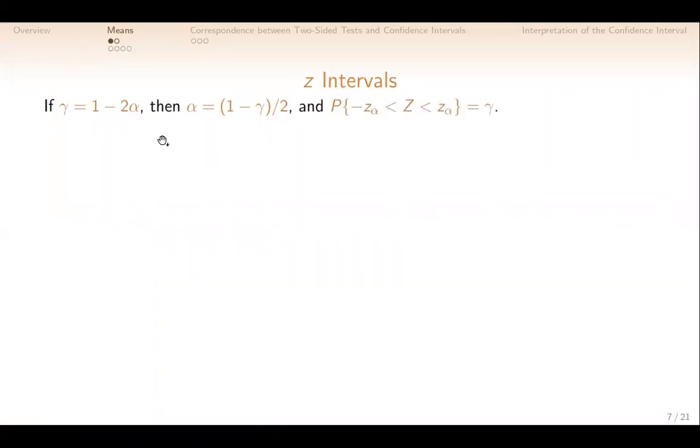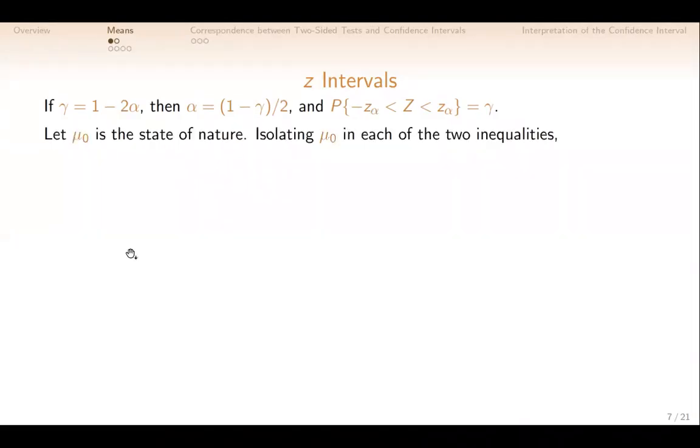And so you do that so that the probability that you're between minus z alpha and plus z alpha is gamma. And so if I can plug in for z the quantity that I care about, and that z is a standard normal, then I get out of that a gamma level confidence interval.